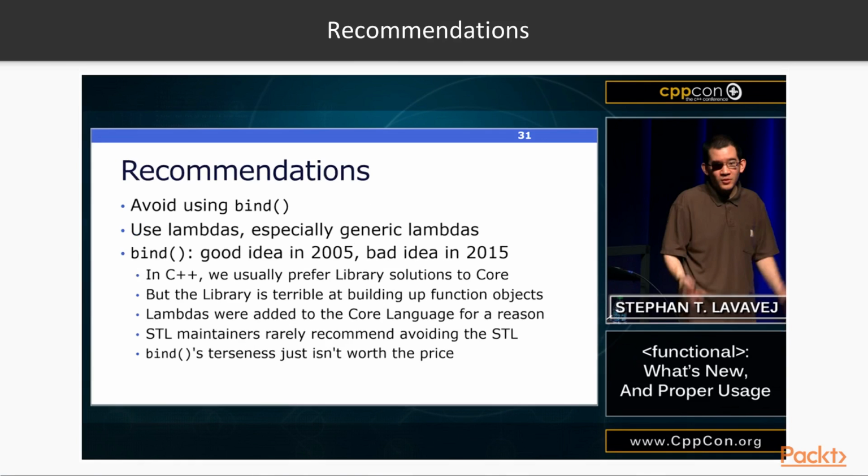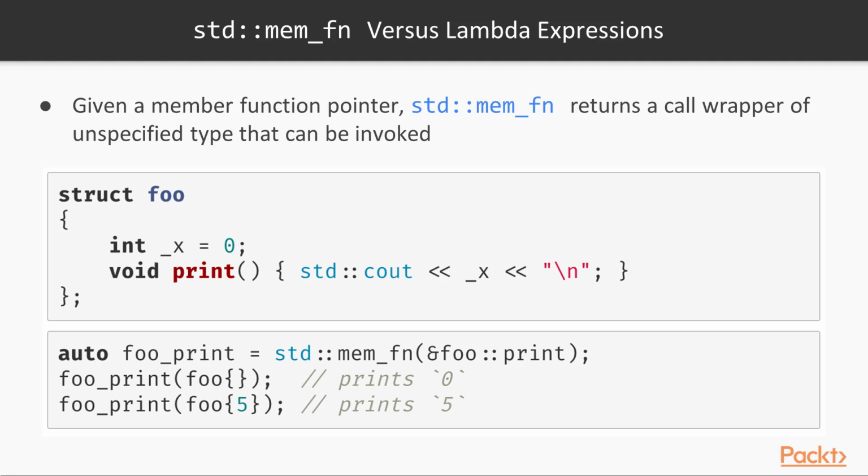Again, his recommendations are to avoid using bind, even though it was introduced in C++11, and actually use lambdas, especially generic lambdas. He says that bind was a good idea in 2005, but is now a bad idea in 2015, because we now have language support to express binding arguments in a way that's transparent to the compiler and doesn't have any gotcha or surprising behavior. I agree with all of Stephan's recommendations, and I strongly encourage you to follow them. Let's now see how you can replace std memfun with lambda expressions.